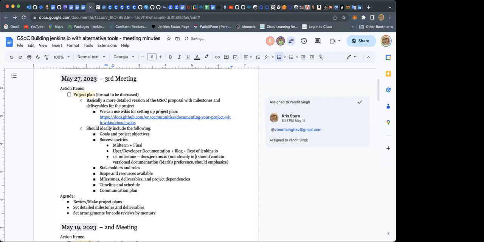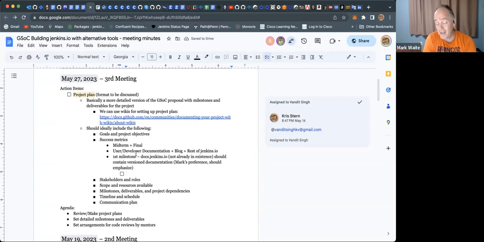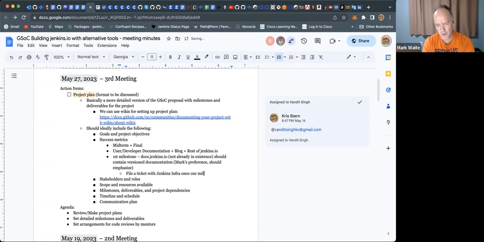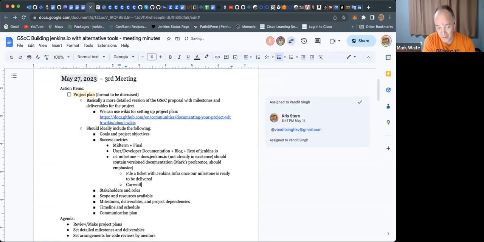Okay. Will the complete site live on docs.jenkins.io after this project, or only the documentation? Well, for me, I think it would be just fine if the versioned documentation were on docs.jenkins.io and everything else could be either on docs or on www.jenkins.io. Either is fine. For me, the transition from non-versioned to versioned documentation is such a significantly valuable transition. I think we should do it there. Now, I'm not lead mentor, so it's perfectly okay for Vandit and Chris to say, no, Mark, you're wrong. Don't be shy in saying that.